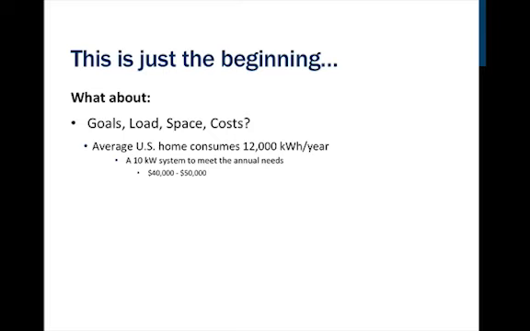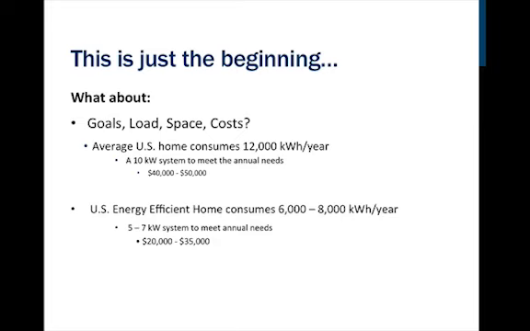So what size system would this home need? Well, a home that consumes 12,000 kilowatt hours per year would need approximately a 10 kilowatt system based on the average solar resource, or sun hours per day. This home would need 10 kilowatts of PV to meet the annual needs, or would cost somewhere between approximately $40,000 to $50,000 for this system installation.